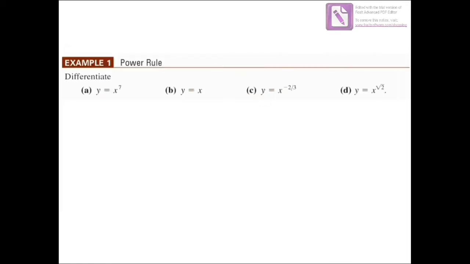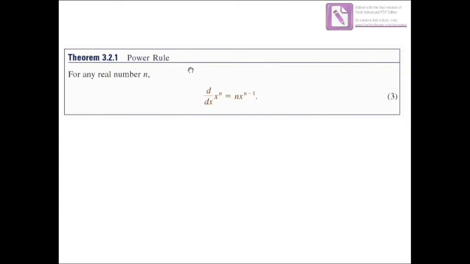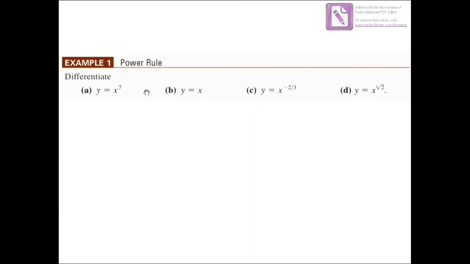So let us see the example. Differentiate: a, y is equal to x power 7; b, y is equal to x; c, y is equal to x power minus 2 over 3; d, y is equal to root 2. So according to this theorem, the derivative of x power n will be n multiplied by x power n minus 1. So the first one, we have y is equal to x power 7.